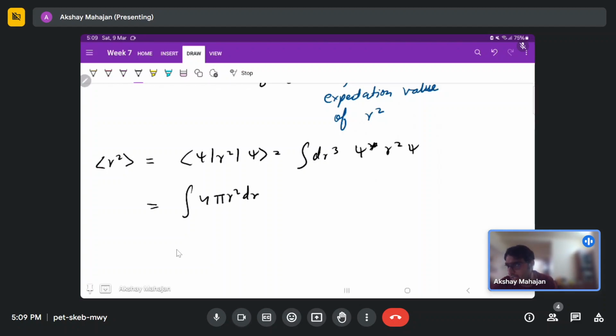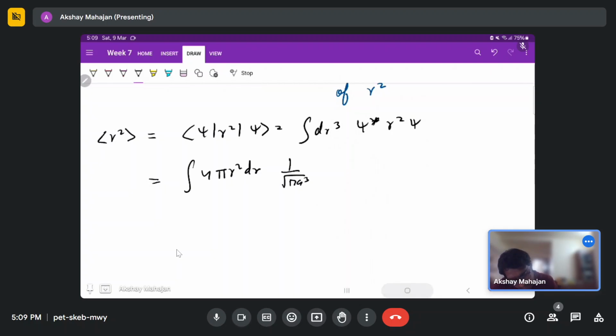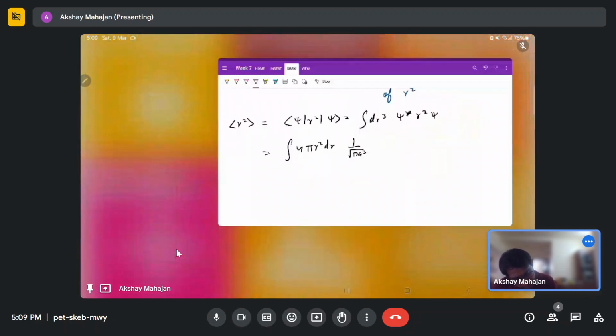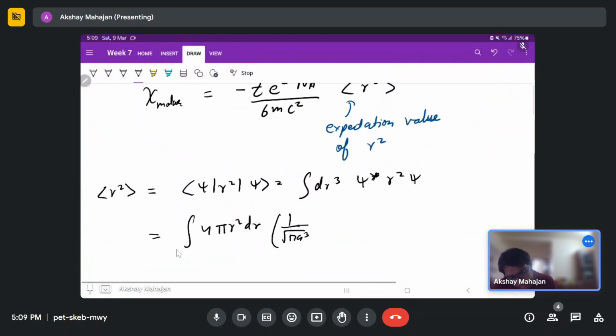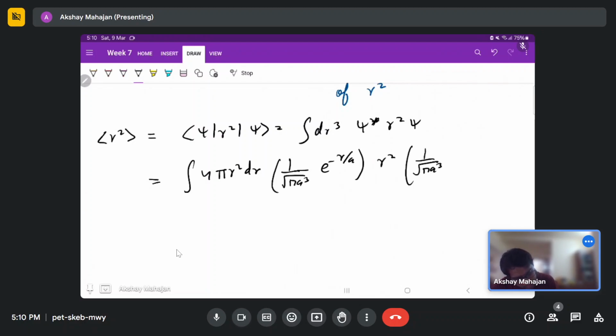Then psi star is equal to 1 over the square root of pi a cube times e to the power minus r by a, because this is a real function, so psi star equals psi. And we have r square over the square root of pi a cube e to the power minus r by a.